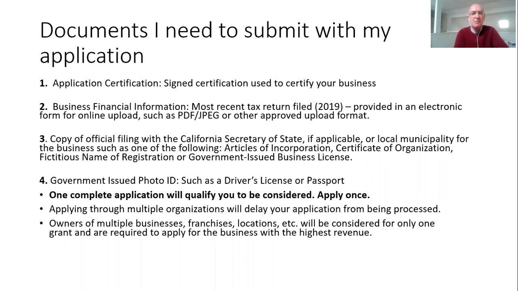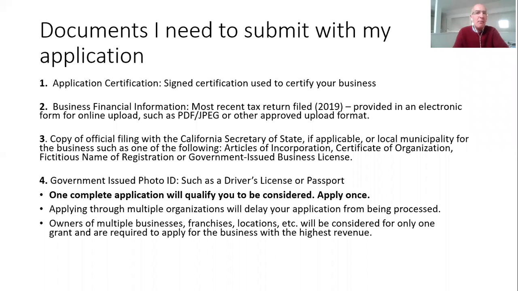And fourth, last but not least, you need some form of government issued photo ID, such as a driver's license or a passport. So those are the four key pieces of information, documentation you should source before you commence your application form. So you have it in front of you and you have electronic copies on your computer that allow you to click and load into the application form as you proceed.